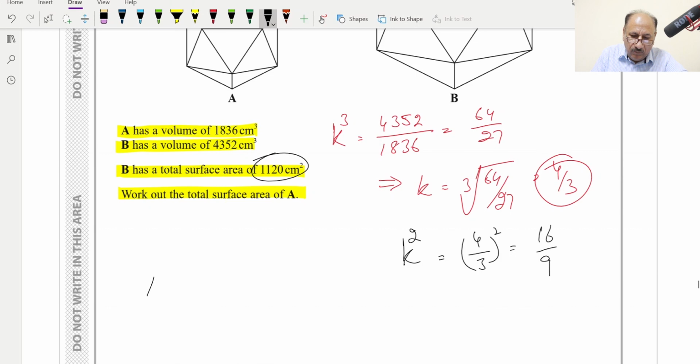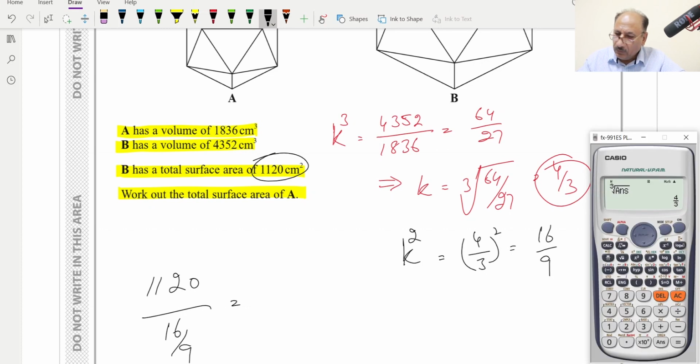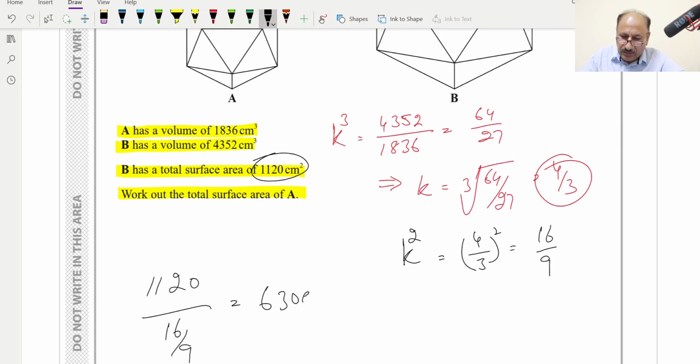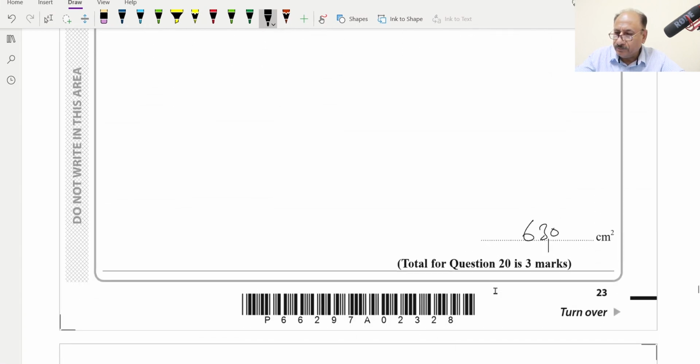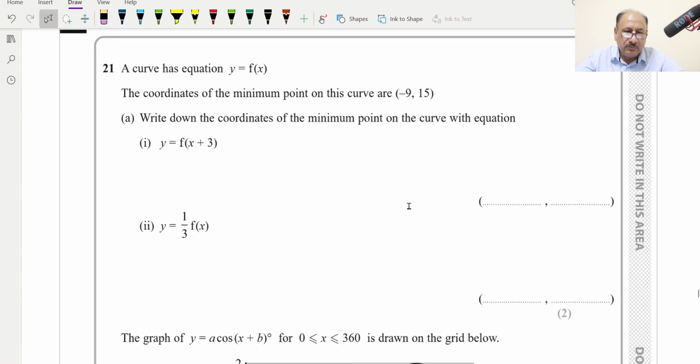So 1120 divided by 16 over 9 will be equal to what? Fraction 1120 over again fraction 16 over 9, and this will be equal to 630 centimeters square. This will be the area which we found easily, which is 630 centimeters square basically. Yes. Now question number 21.